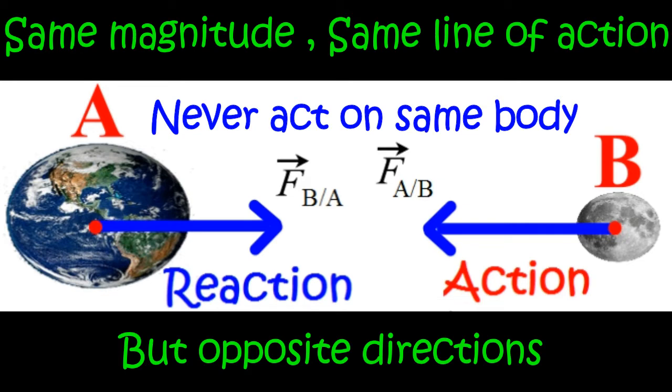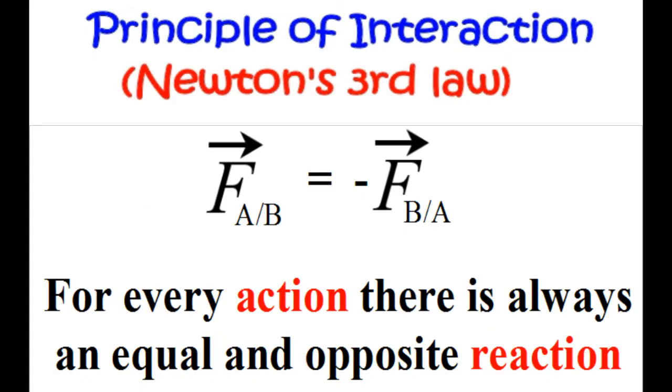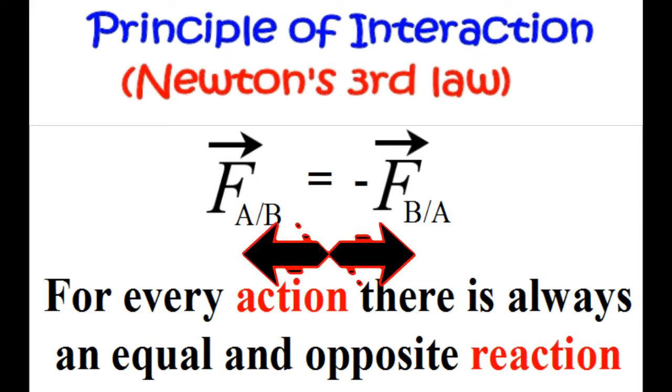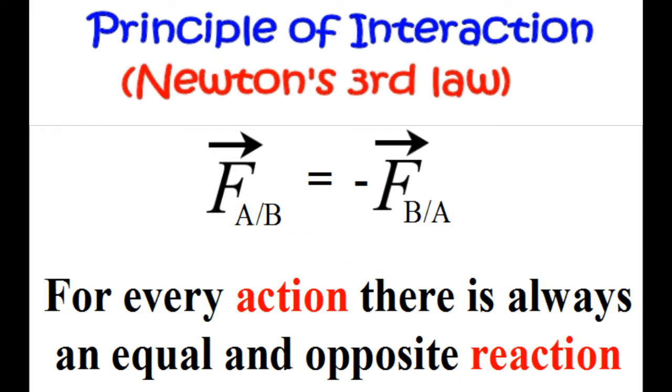Keep in your mind, the action and reaction will never act on the same body. Thus, the relation for the two interaction forces is F A on B as a vector equals minus F B on A as a vector. The minus sign represents that these two forces have different directions. So for every action, there is always an equal and opposite reaction.